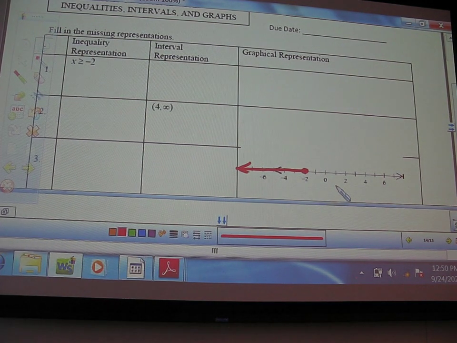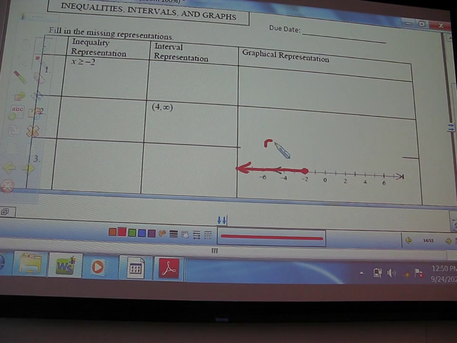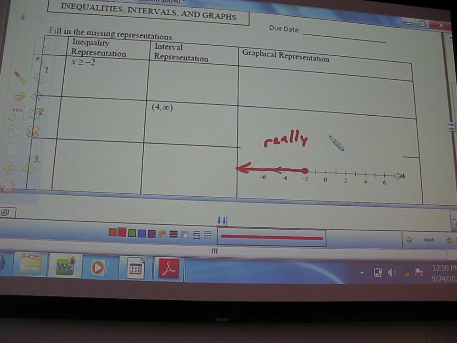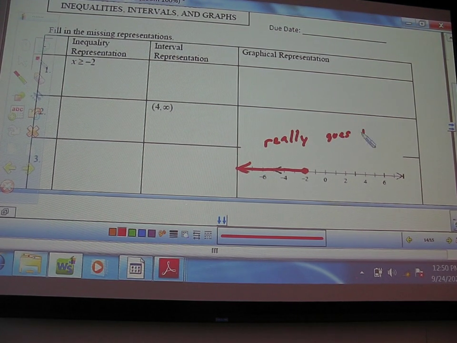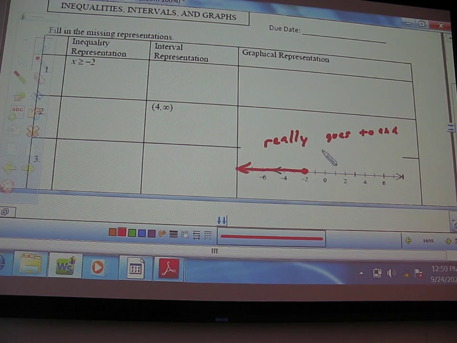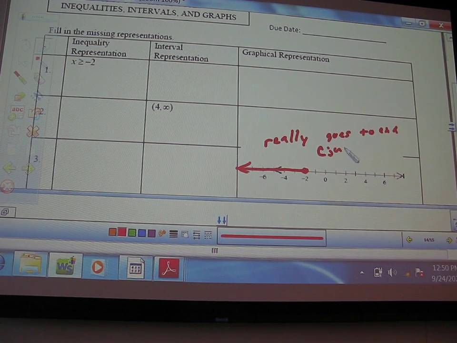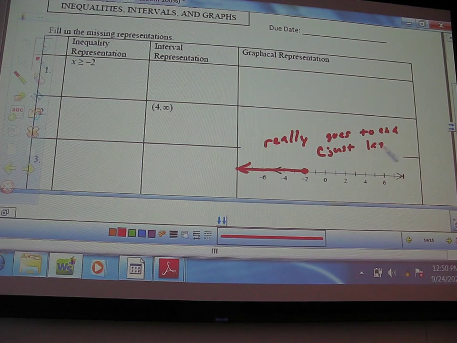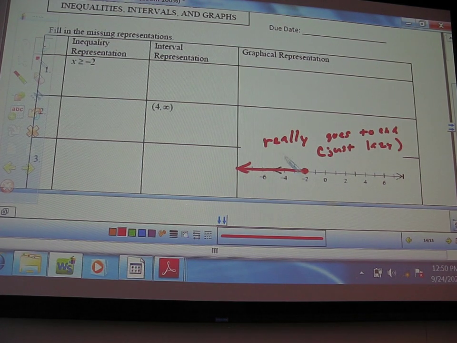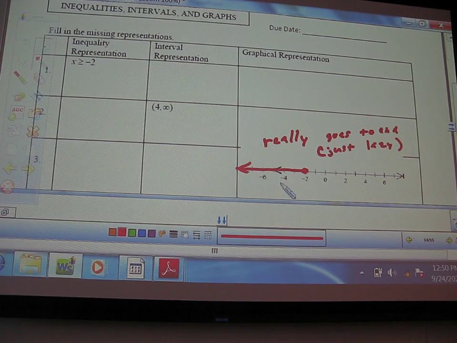So this one really goes to the end. They're just lazy. So that's infinite, the negative infinity. Yeah, they really should go all the way. Okay. Good? Everyone on board with that part?